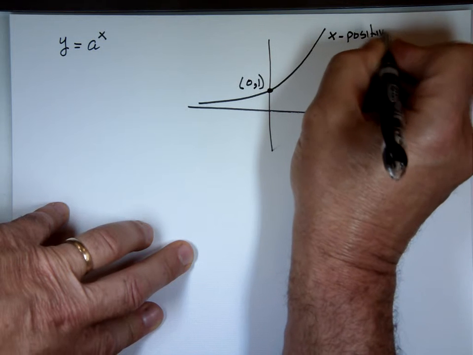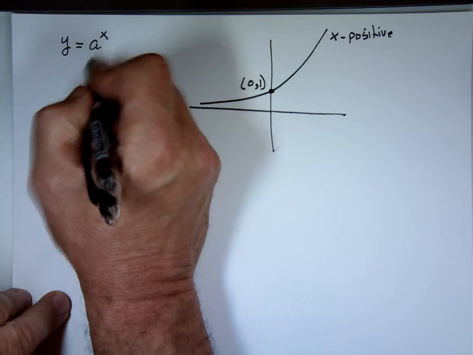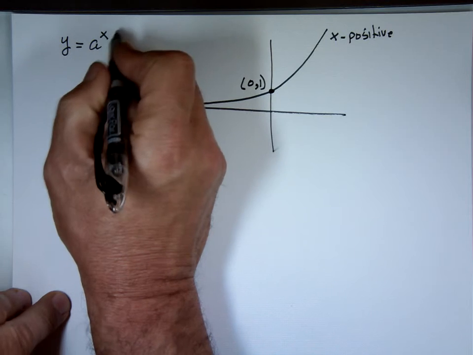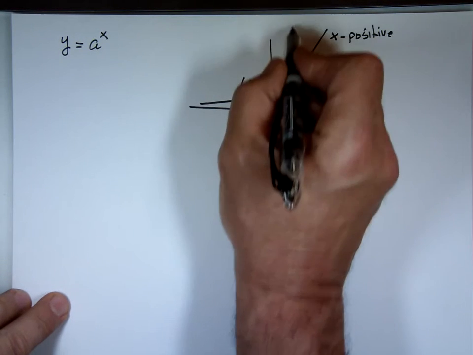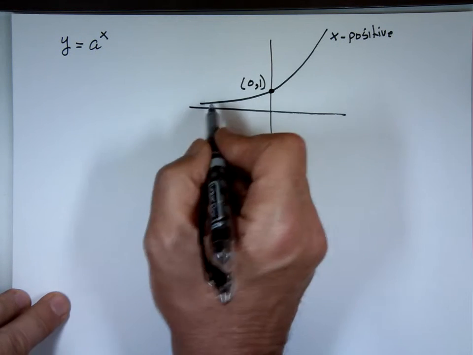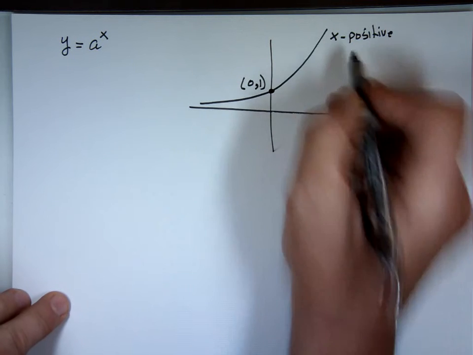That's called a growth problem. It passes through 0, 1, every one of them. 2 to the x, 3 to the x, 4 to the x, 5 to the x will have that look. The only difference, as the number gets bigger, it gets steeper. As the number gets smaller, it gets a kind of flatter graph, slower. It will have that shape.